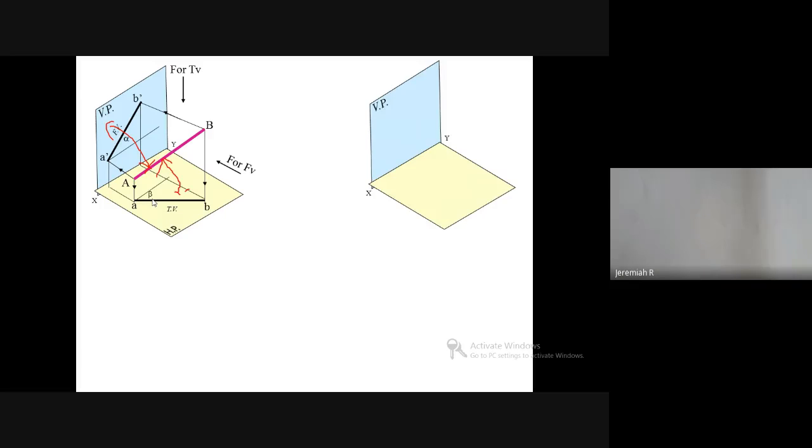I'll explain with an example. Just see here. Imagine there is a line here. When you extend this line, where will it touch? It touches the horizontal plane.